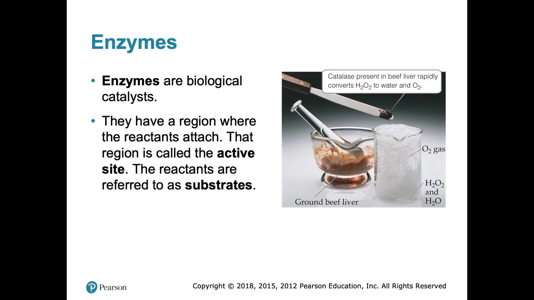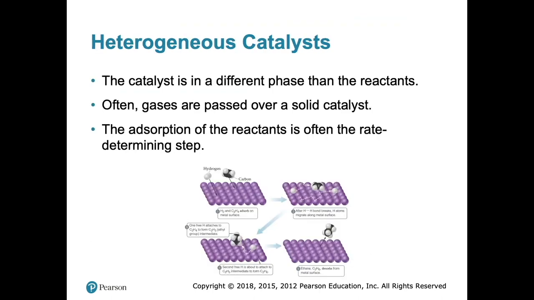So a really good example of this is beef liver. It's got this enzyme in it called catalase. You'll find that every enzyme ends in -ase, right? Catalase. And catalase, inside beef liver, will turn hydrogen peroxide into water and oxygen, right? Which is actually the exact same reaction we saw previously here.